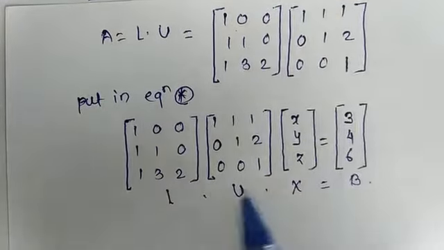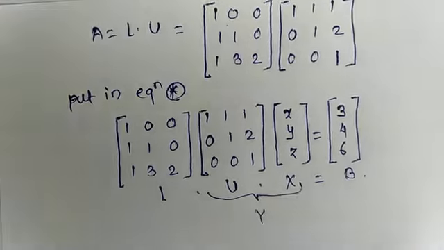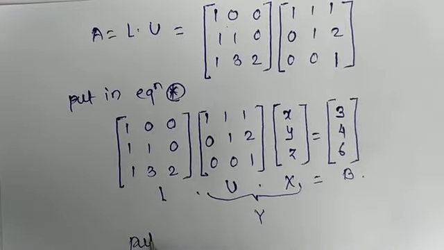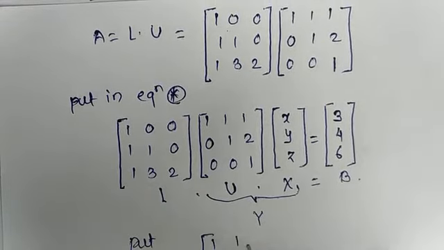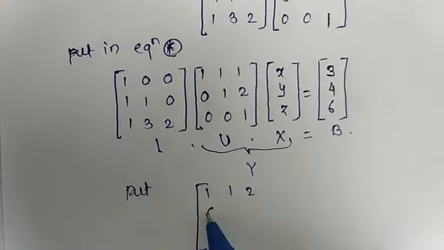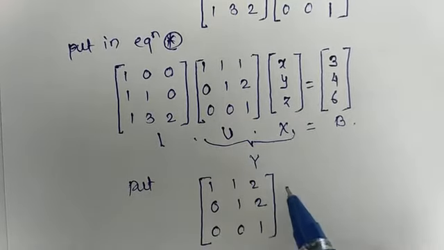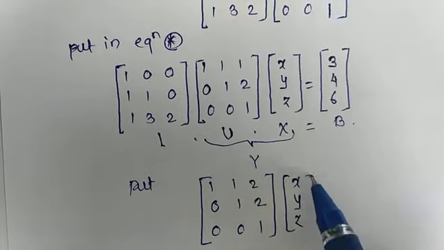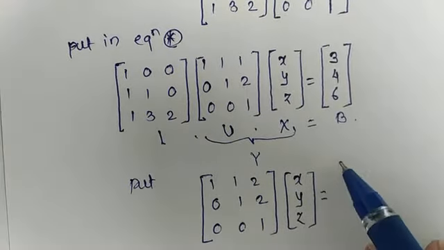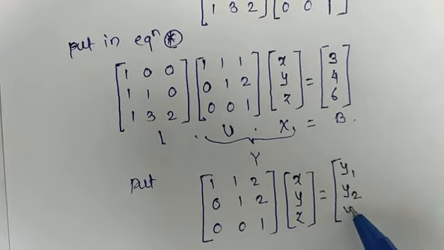Okay, now we put Ux is equal to Y. Now we put matrix Ux is equal to Y, which is 1 1 2, 0 1 2, 0 0 1 into matrix x y z is equal to Y, which means we have to write three new variables y1, y2, y3.